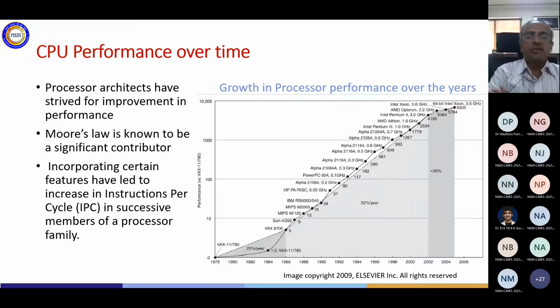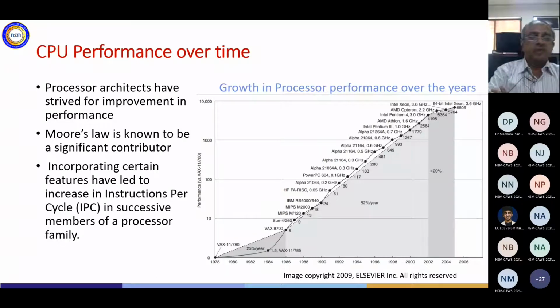And one of the biggest contributors to this is Moore's law. All of you know that the transistor density doubles every 18 months. And so that is one aspect that has definitely helped. But that's not the only aspect that has helped in improving the performance. There are certain features which we shall describe. Some of them have been described in the morning, like pipelining, out of order execution, branch prediction.